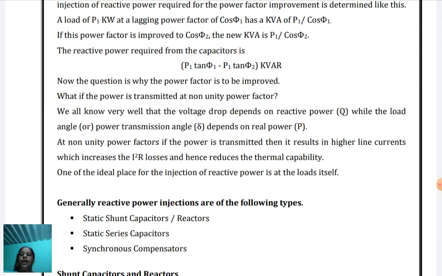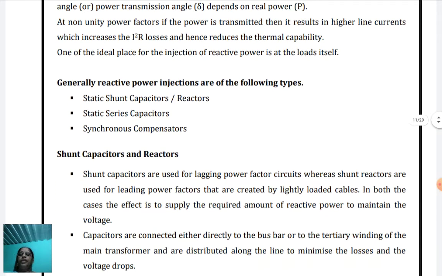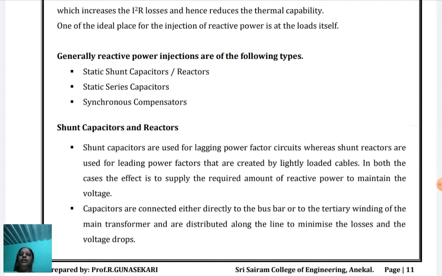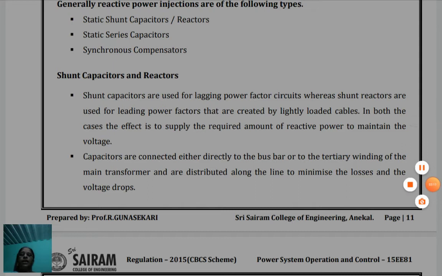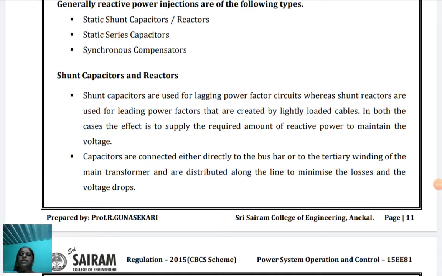One of the ideal places for the reactive power injection is at the load itself. Reactive power is injected in the following types: static shunt capacitors or reactors, static series capacitors, and synchronous compensators. First, shunt capacitors and reactors. Shunt capacitors are used for lagging power factor circuits only. Shunt reactors are used for leading power factor only.